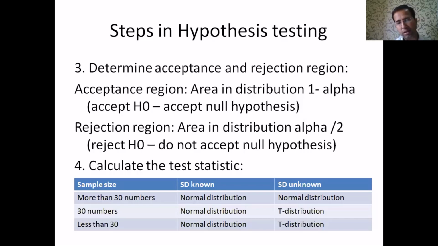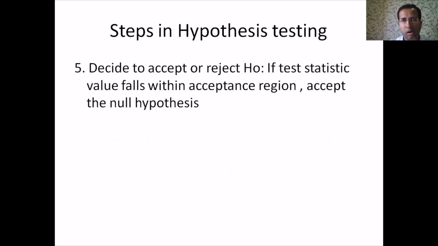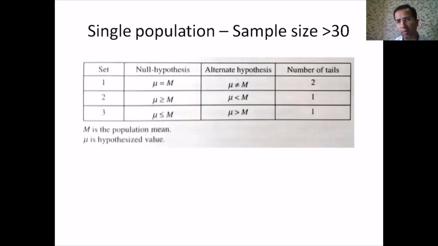If you have exactly 30 numbers, and the standard deviation is known, then we take it as a normal distribution, and if the standard deviation is unknown, then we take it as a t distribution. If the numbers are lesser than 30 and the standard deviation is known, we still go for the normal distribution, and if the standard deviation is unknown, we go for the t distribution. So if the test statistic value falls within the acceptance region, we accept the null hypothesis.